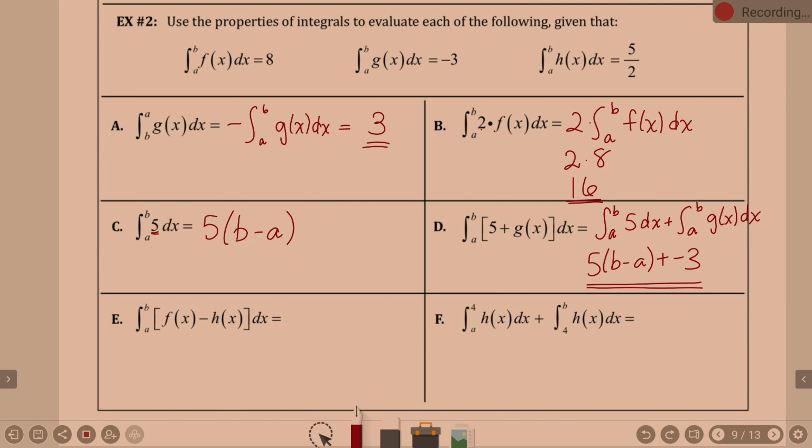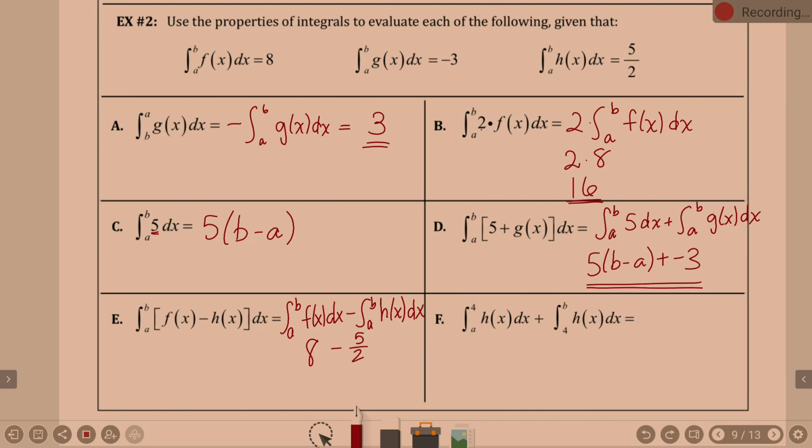So does that make E pretty easy then? The integral from a to b of f of x minus h of x dx. If we're getting official, first of all, it's the integral from a to b of f of x dx minus the integral from a to b of h of x dx. What information do we know? The integral of f of x is 8, h of x is 5 over 2.